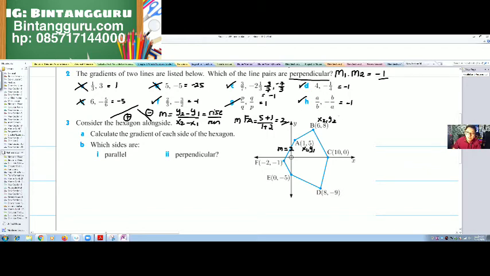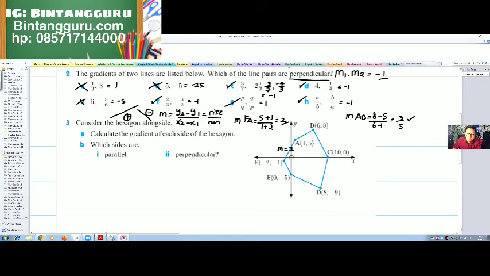Okay, we have to find m ab. So this is y2 minus y1, 8 minus 5 over 6 minus 1. So this is 3 over 5. So this is going up. Okay, correct. And then I delete again.